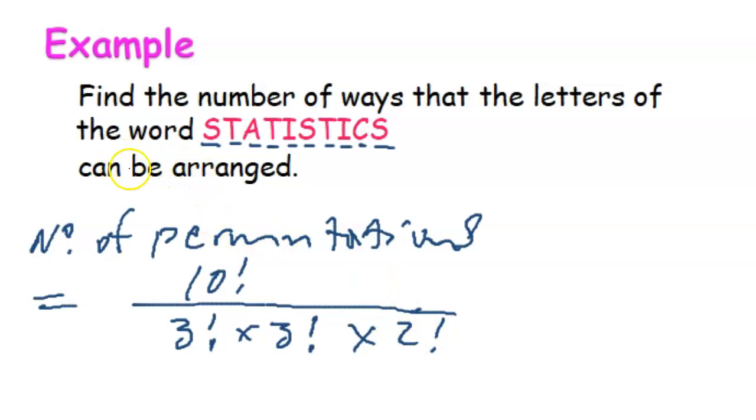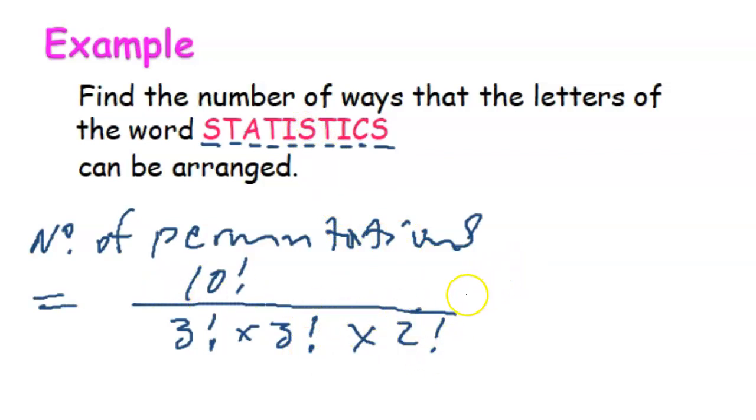So the total number of characters here is 10. So 10 factorial. And one character, that's the T, appears 3 times. So 3 factorial to represent that. S also appears 3 times. So 3 factorial to represent that. And I appeared twice. So 2 factorial to represent that.